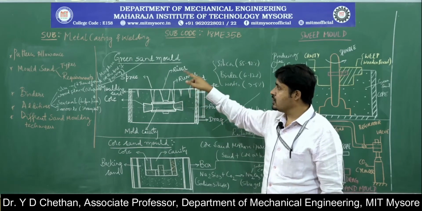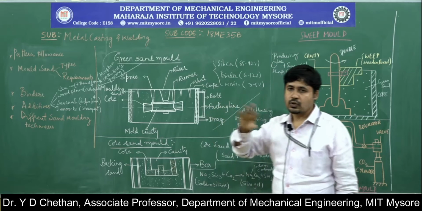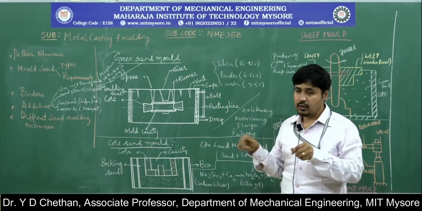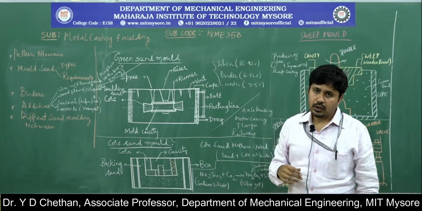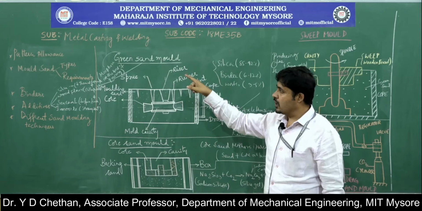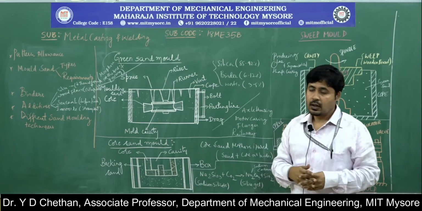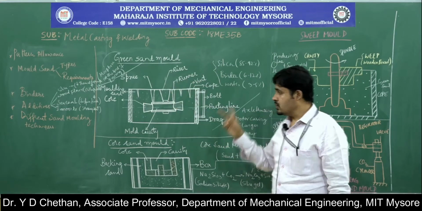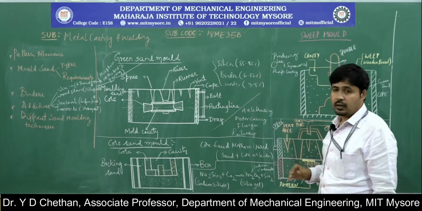The difference between green sand and dry sand is that there is no moisture content within the sand before pouring the molten metal. That is the concept of dry sand. Whereas in green sand there must be moisture content before pouring the hot metal into the cavity. That is the main difference between green sand and dry sand.